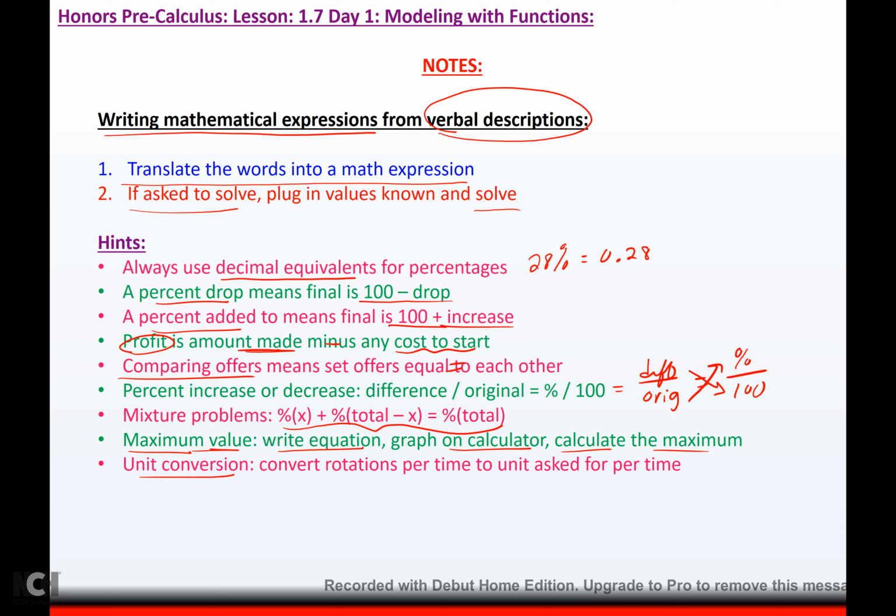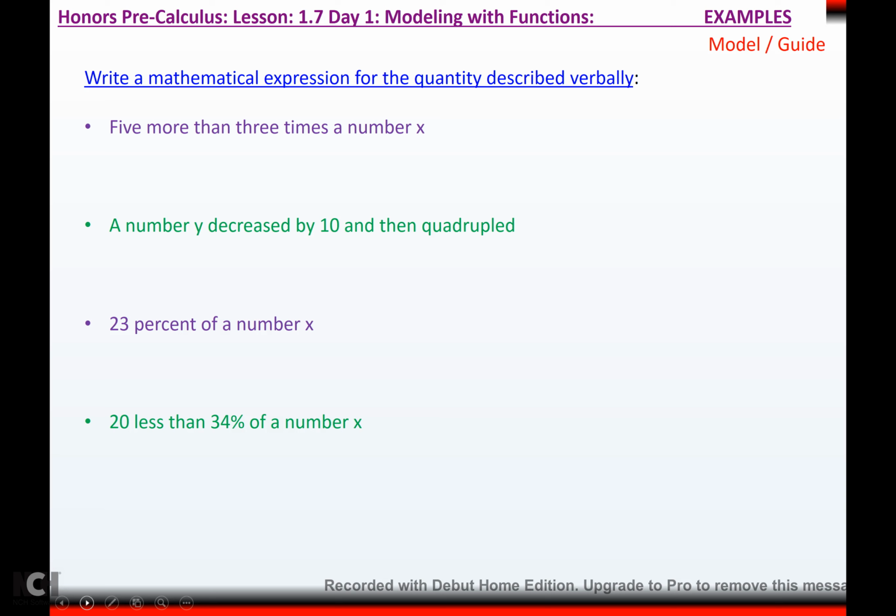Unit conversion, it's similar. It's like switching inches to feet or miles to feet. It's just that we're going to be converting rotations per certain unit of time to another unit. Again, that'll make more sense when we get to it. So starting off, they're going to give you some very simple ones to translate.